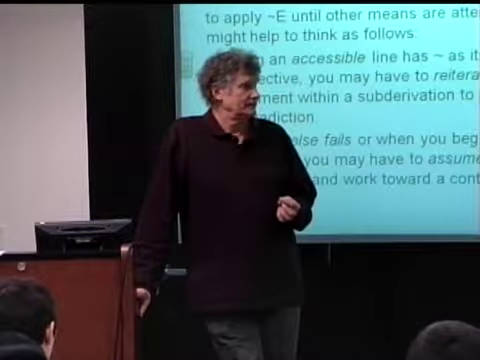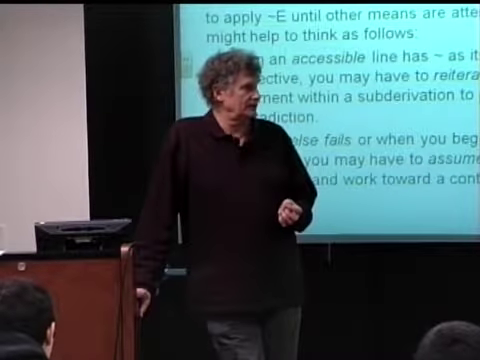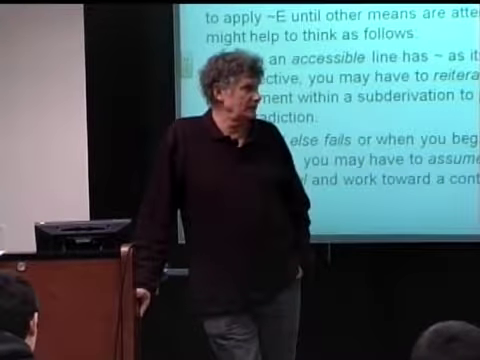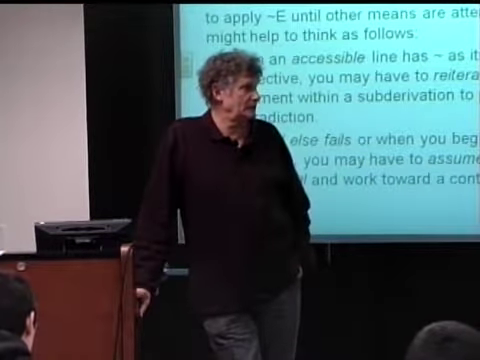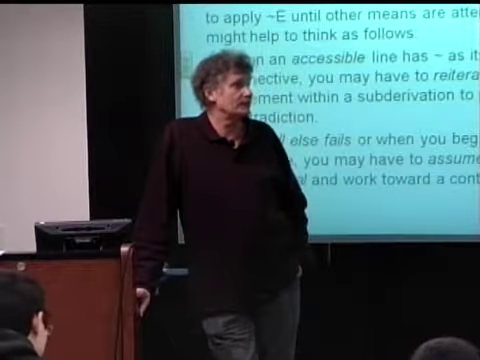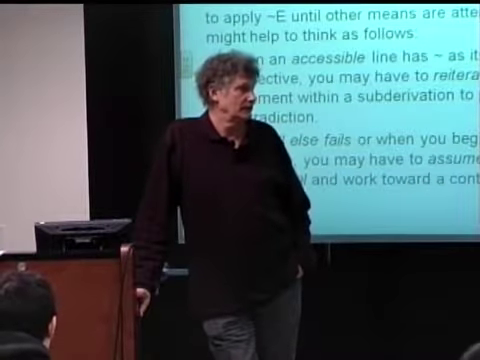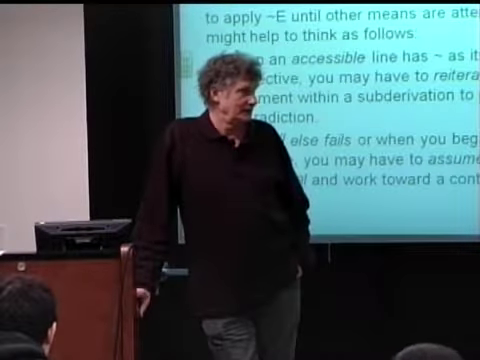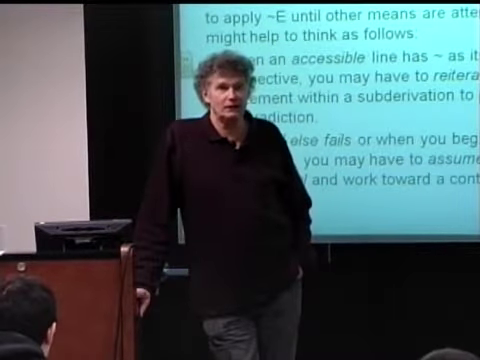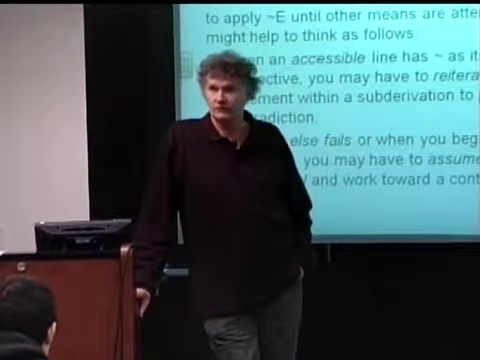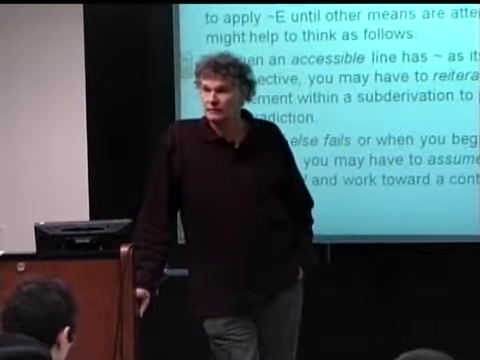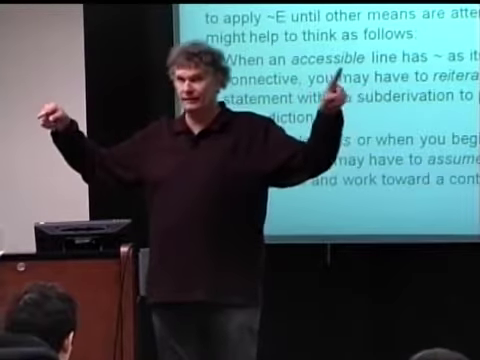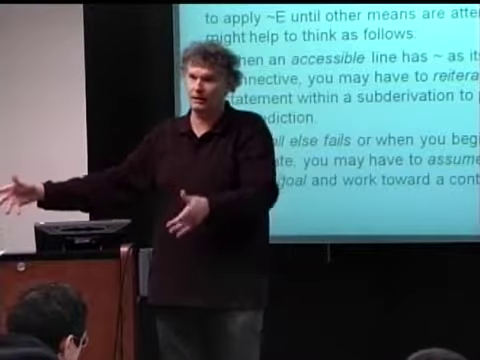And then in that case, follow these two suggestions. When an accessible line has curl as its main connective, you may have to reiterate that statement within a subderivation to provide a contradiction. And then finally, when all else fails, or when you begin to feel desperate, you may have to just simply assume the negation of your goal, whatever your goal is. That's always something that might work. If you have a goal, no matter how long it could be, put it in brackets, negate it. Assume the negation, see if that gets you out of your trouble.